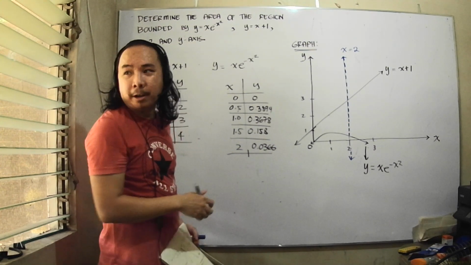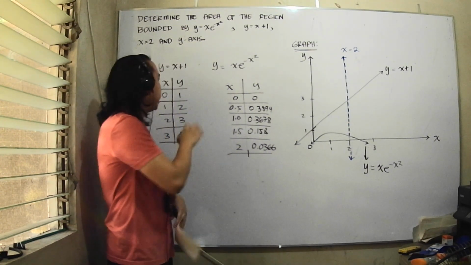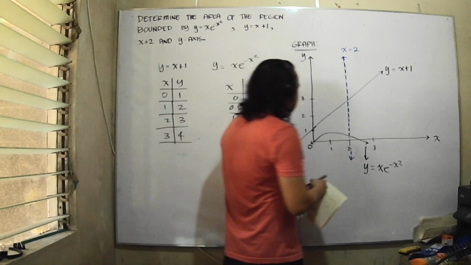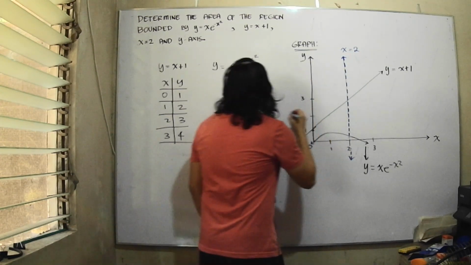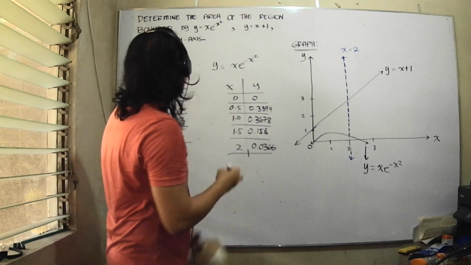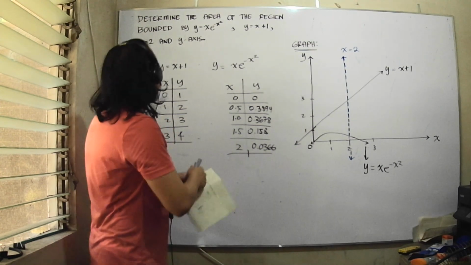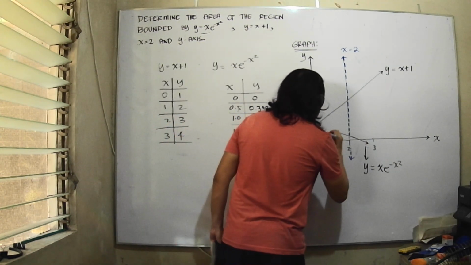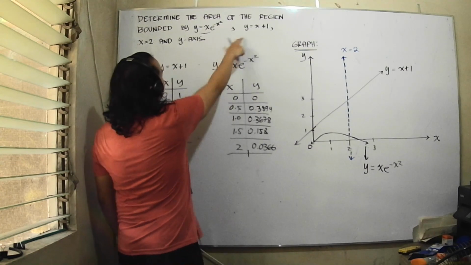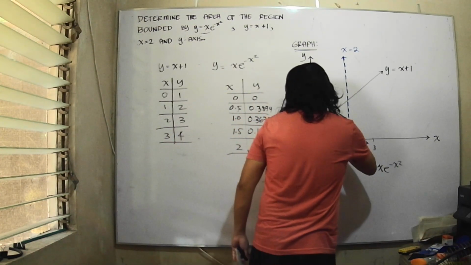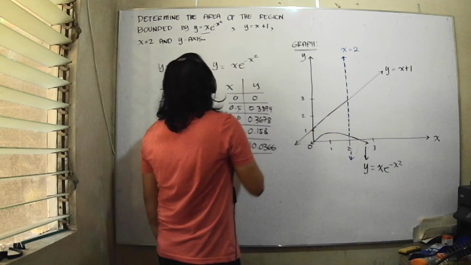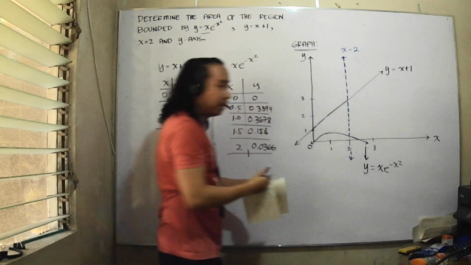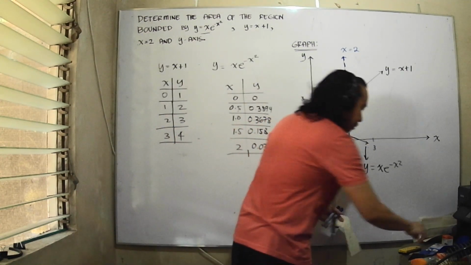So now we have the plots of the two curves here. What we want to solve here is the area. It is mentioned here the area of the region bounded by this curve, the line x plus 1, x is equal to 2, which is this line, and then the y-axis, which is this line. In other words, the area in question is this one here.